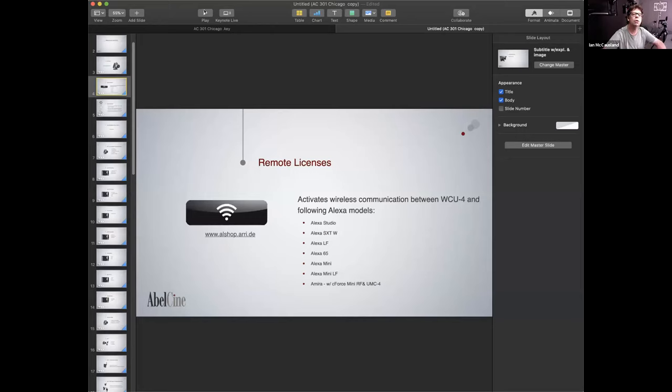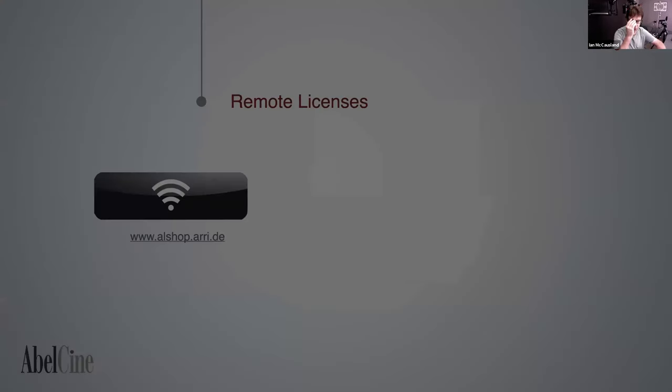This is important to note because to get the full functionality in terms of camera control out of your handset, you're going to want to have the remote license installed. And that's the address for it. And that allows you, just a little highlight here of what that functionality gives you.